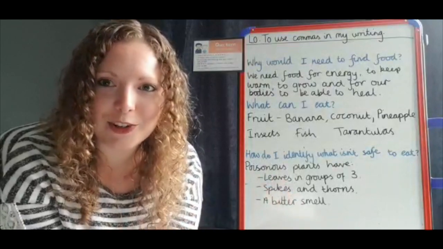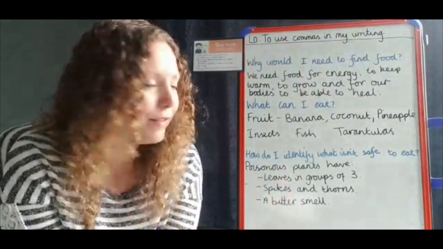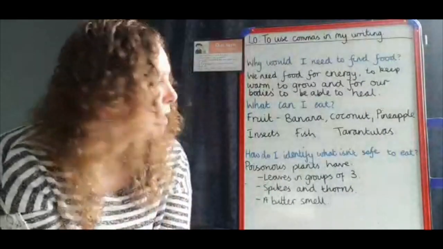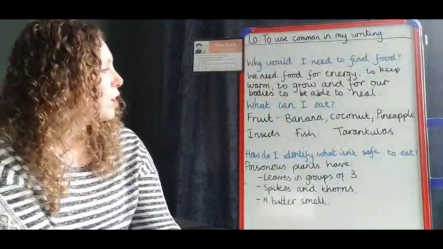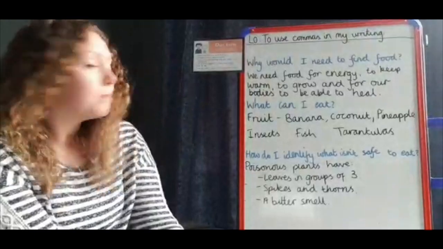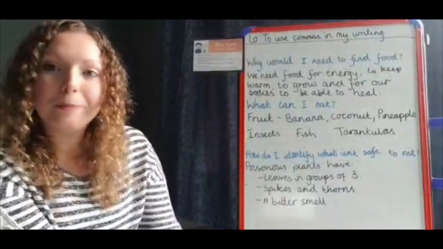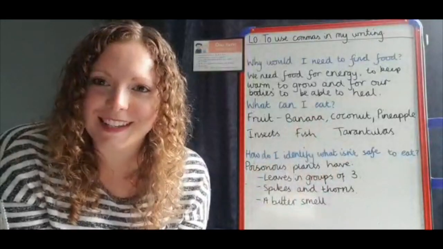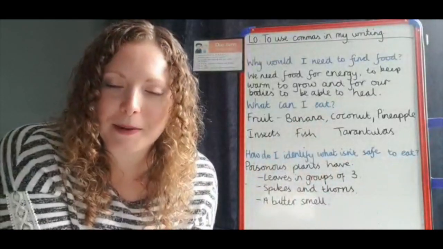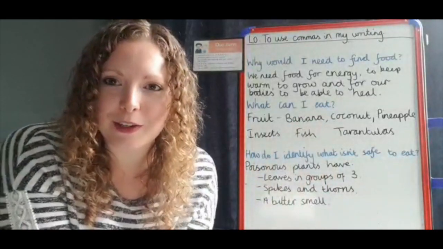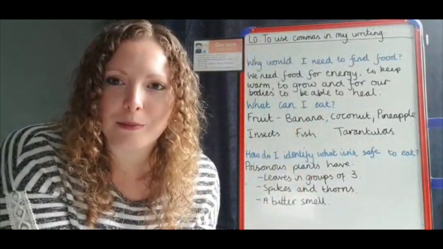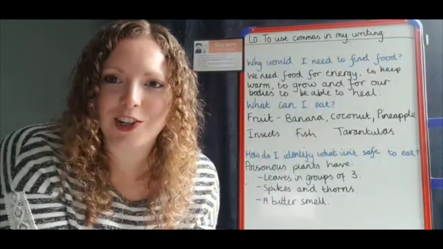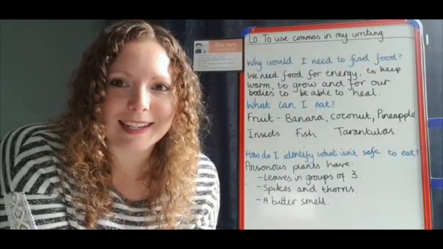to eat in the jungle. So I've written 6 different ideas-ish down. So I have got fruit, such as banana, coconut and pineapple. And I've also got insects, fish and tarantulas. Now I'm not going to give too many spoilers away, but if you stay tuned on our Year 5 YouTube channel for the chapter of the book The Explorer that's titled Tarantulas, you'll hear all about that delicacy.